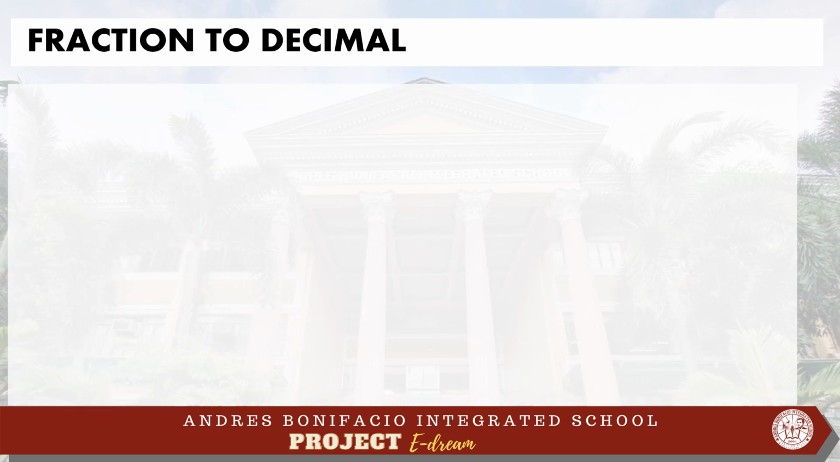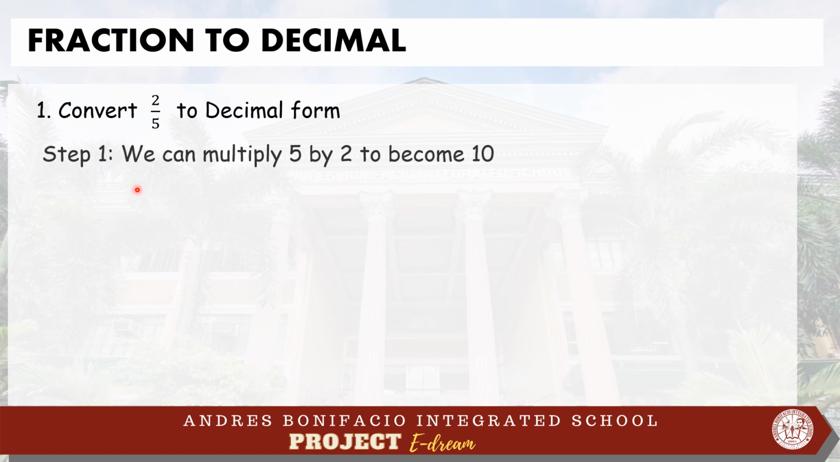Okay, so let's have our first example. Convert 2/5 to decimal form. So in this one, we are going to find the equivalent fraction of 2/5. Okay, so ano po yung unang gagawin natin? First, we are going to find a number that can be multiplied by the denominator to make it a power of 10. So anong number kaya? What number are we going to multiply 5 by to make this denominator a power of 10? That number will be 2. So we are going to multiply 5 by 2 to become 10.